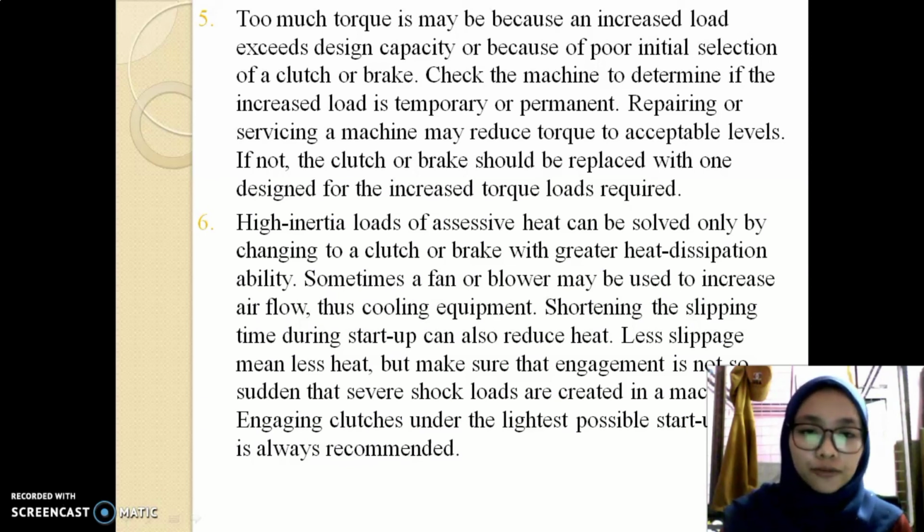Sometimes, a fan or blower may be used to increase airflow, thus cooling equipment. So, shortening the slipping time during startup can also reduce heat. So, less slippage means less heat, but make sure the engagement is not so sudden that severe shock loads are created in the machine. So engaging the clutch under the lightest possible startup loads is always recommended.